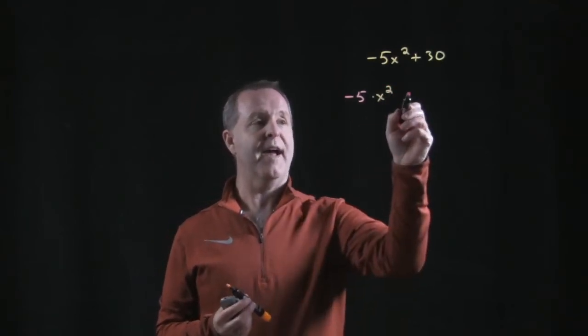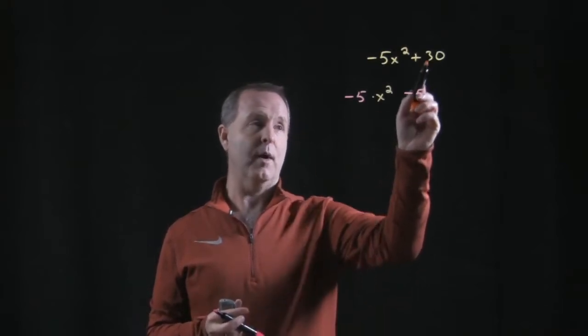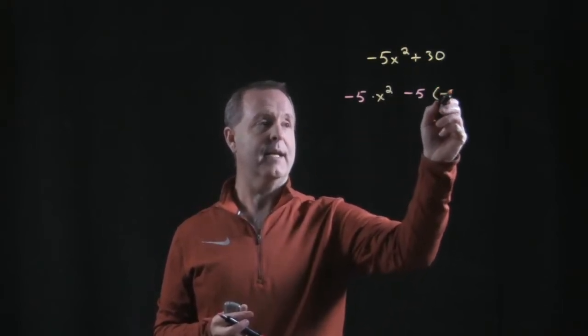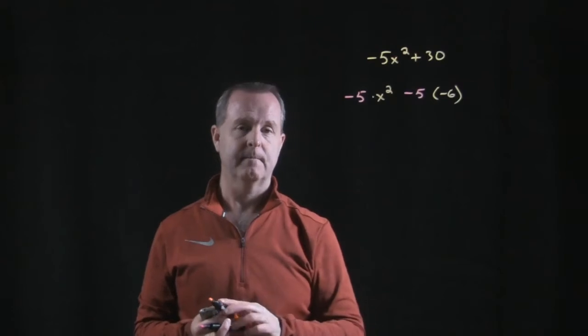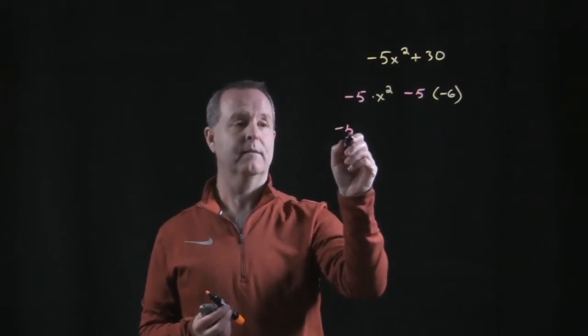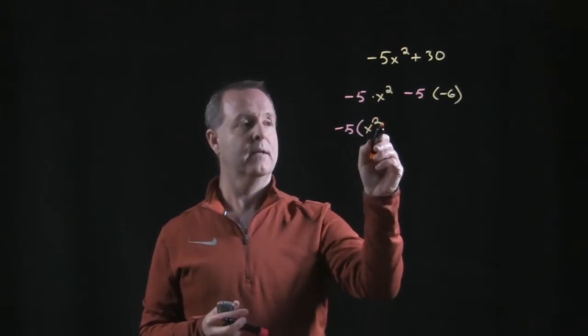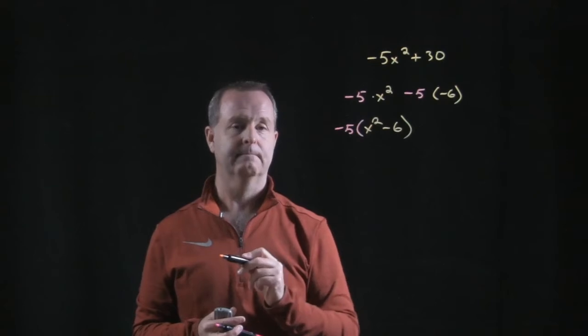Then over here, let's factor out a negative 5. And what's left? Negative 5 times what makes a 30? That's going to be a negative 6. From there, we can factor out a negative 5. And then what I have left is an x squared minus a 6.